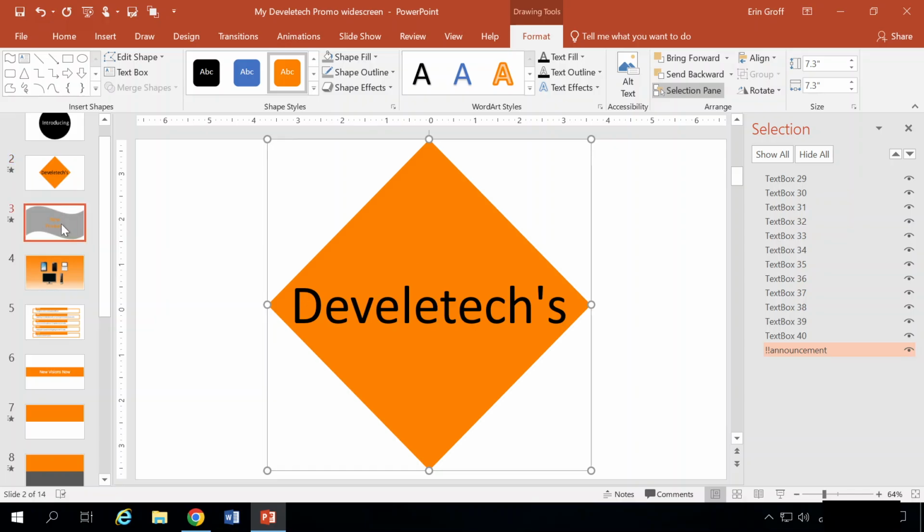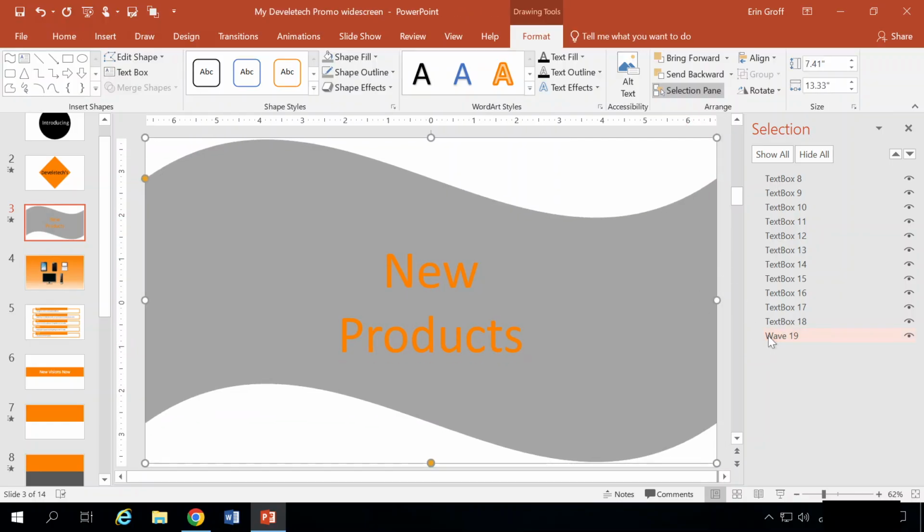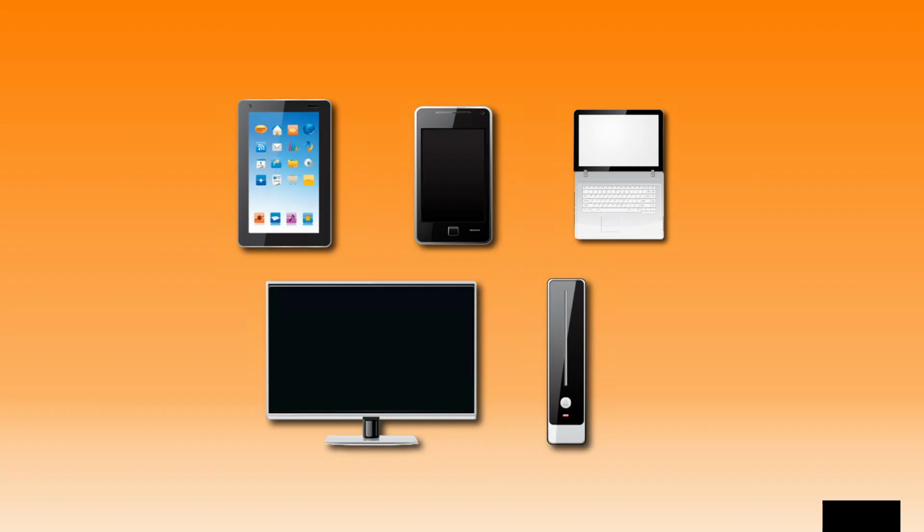So we're going to navigate over to slide number 3, and we need to change that name as well. So for our shape, if you click on that, that is the Wave 19 shape. And we just want to change that name to the same thing. Exclamation, exclamation, announcement. All right, and you can play your slide again. So you have your introducing, morphs into Developtex Diamond, morphs into new products wave.